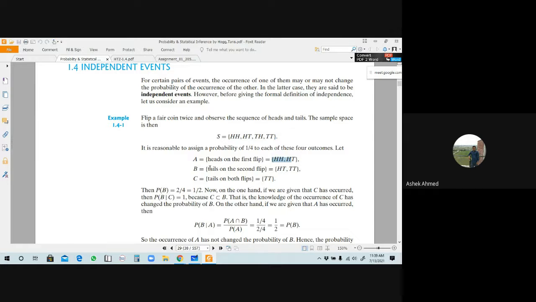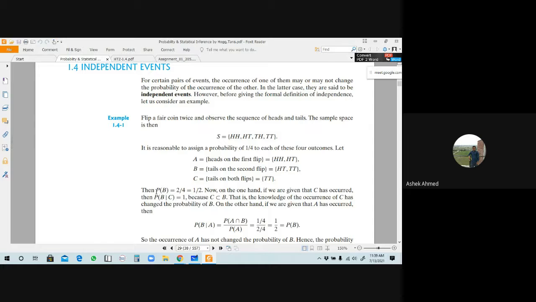From here, tell me, B is another event. Okay, there is given tails on the second flip. Tails on the second flip. Is it right? How many outcomes there? HT and TT. Is it right? Third event C, tails on both flips. Both flips are tails. How many outcomes there? Only 1. Okay.